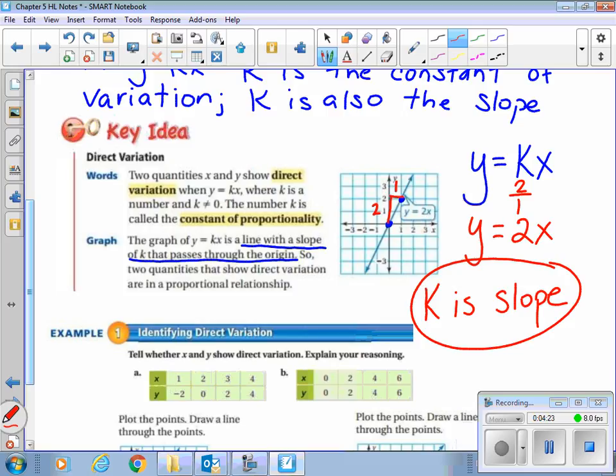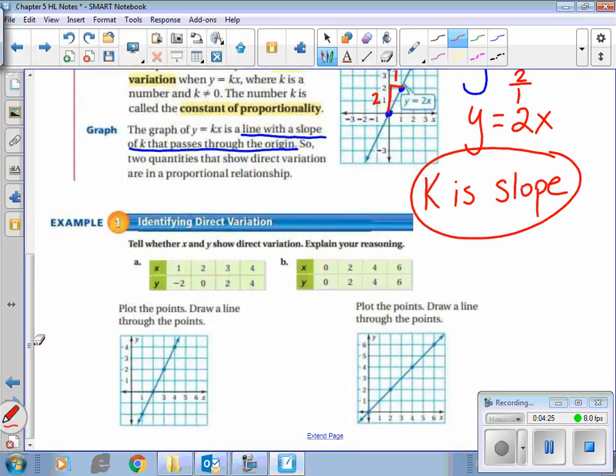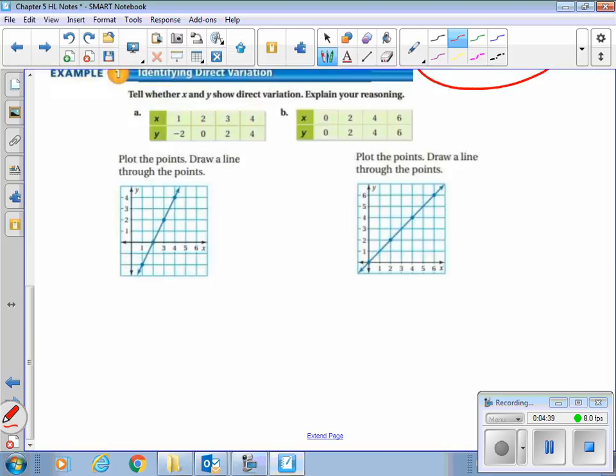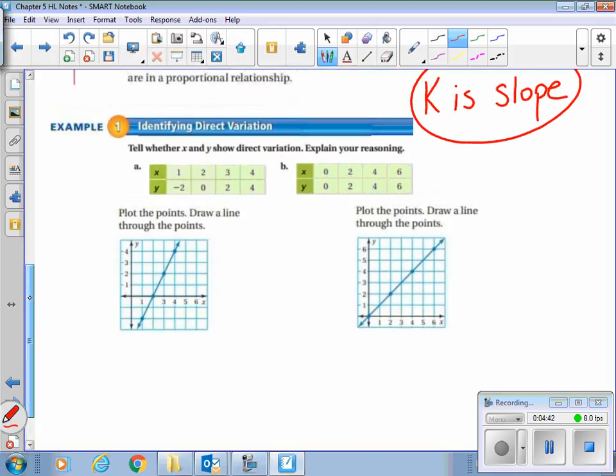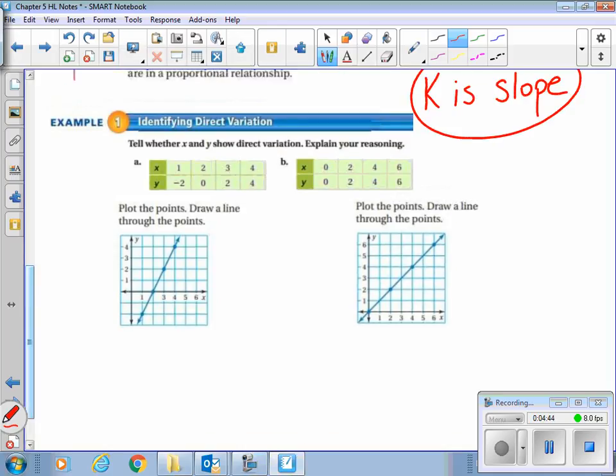So moving on to an example, identifying direct variation. It says, tell whether x and y show direct variation and explain your reasoning. So they have a table for part A, where x is 1 and y is negative 2, x is 2 and y is 0, x is 3, y is 2, x is 4, y is 4, and they graphed each of those points on the coordinate plane. They then drew a line through those points.